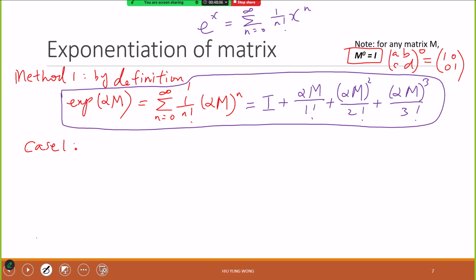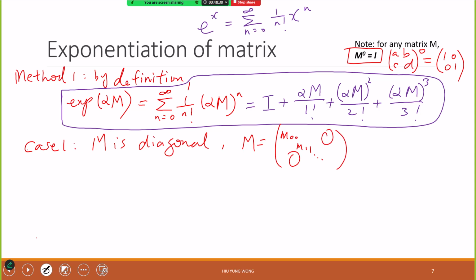What if the matrix is diagonal? What if the matrix is diagonal? What does it mean? It means M equals M00, M11, all the way to maybe some very big number, I don't write it, and then the rest is 0. Is this okay about the meaning of a diagonal matrix? Yeah. Okay, so good, thank you. So this is diagonal, right?